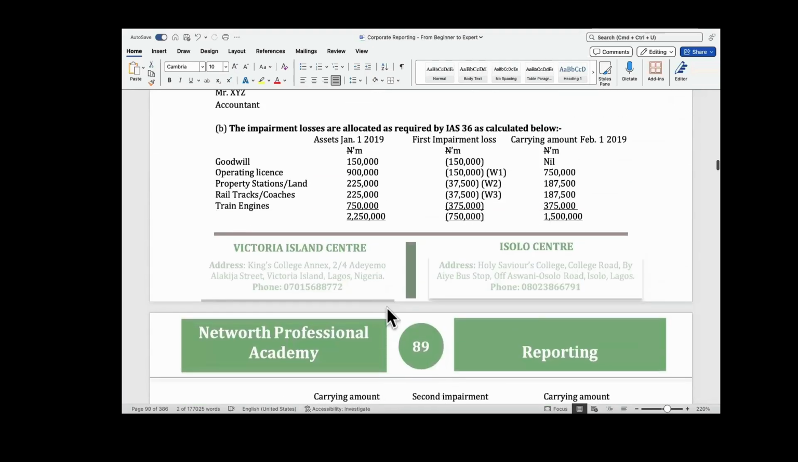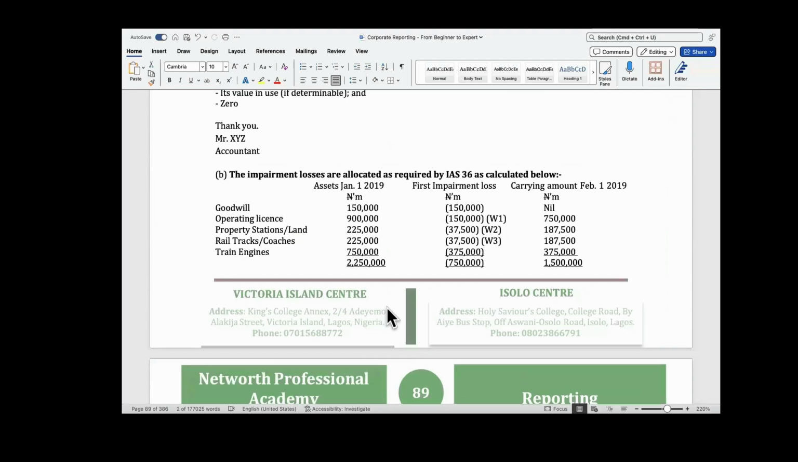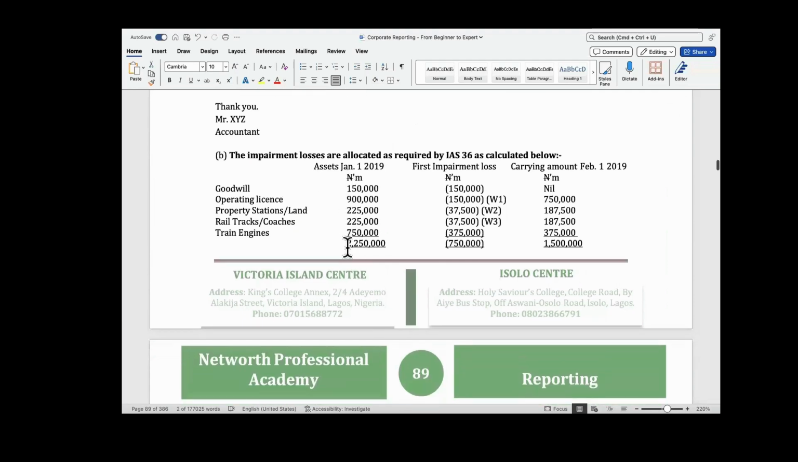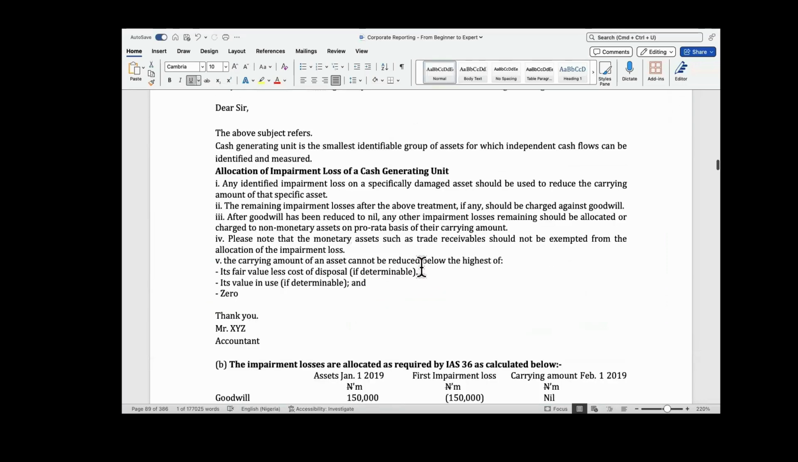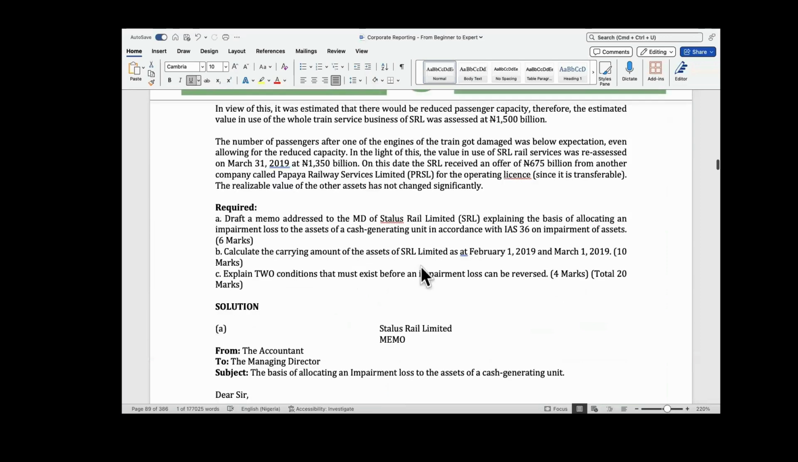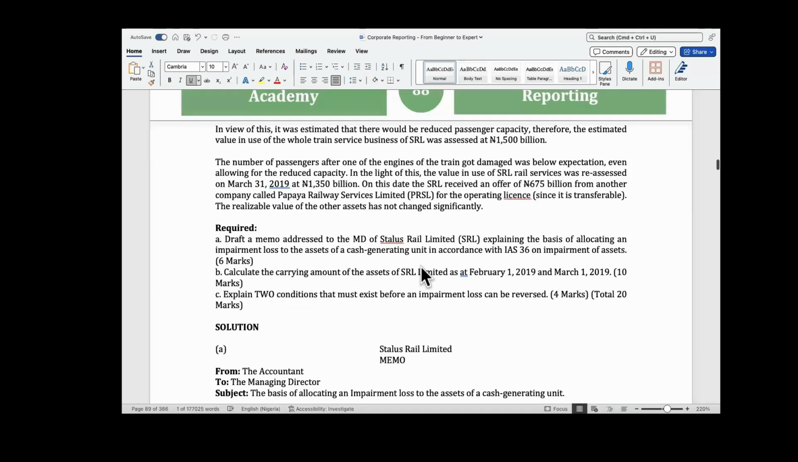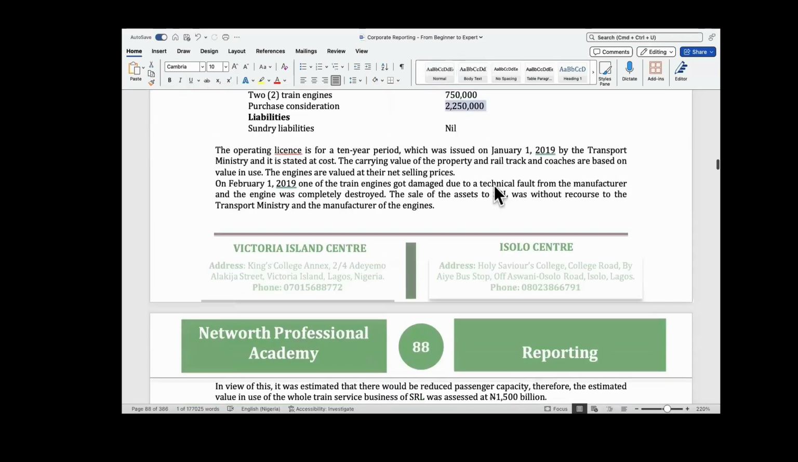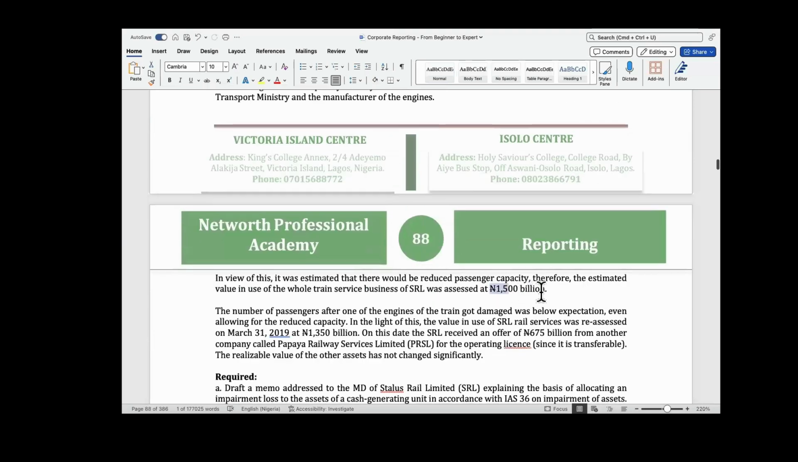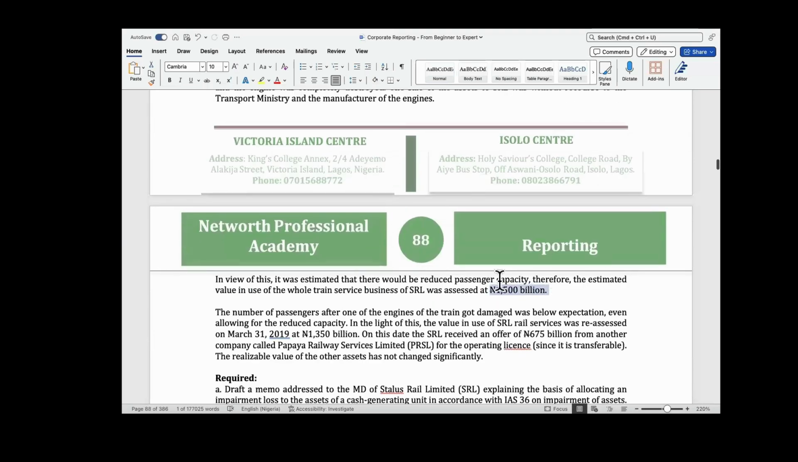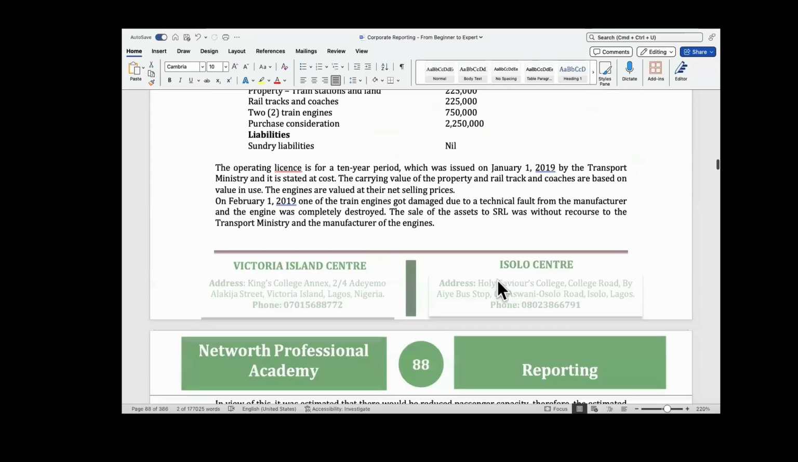for the entire asset, which is the book value of 2.25 million minus the value in use of 1.5 million. That will give us an impairment loss of 750.